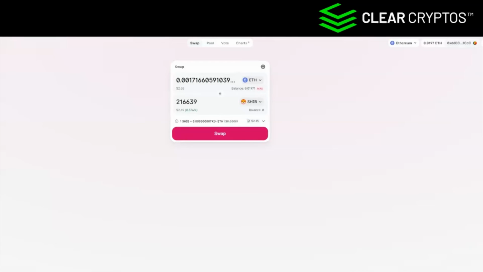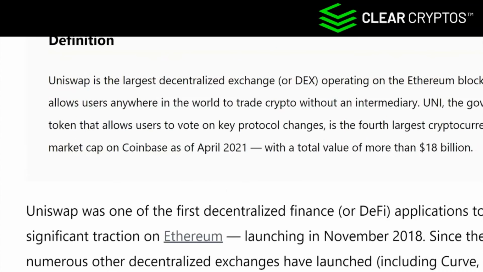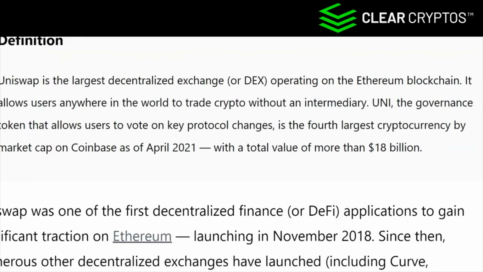As for how you get Ethereum, you can get it on Coinbase, and you can get it sent over to your Uniswap wallet or your MetaMask wallet. Very simple and very easy. But Uniswap, real quick, is the largest decentralized exchange operating on the Ethereum blockchain.